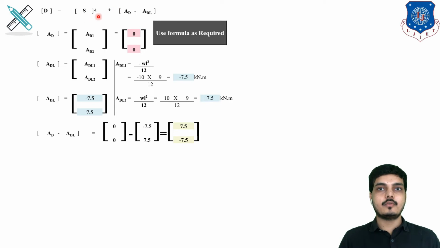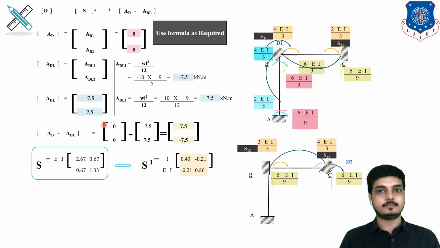Our next step is to find out S inverse. Before that, we have to find out S. So to find S, here I have taken out the respective figures. S11 is nothing but the summation of these two moments. 4 by 3 plus 4 by 3 will be giving 2.67.